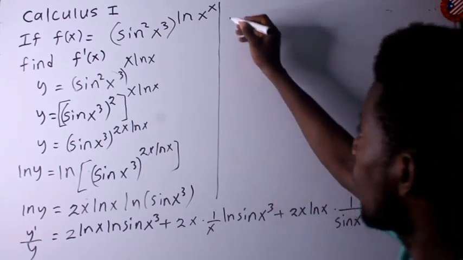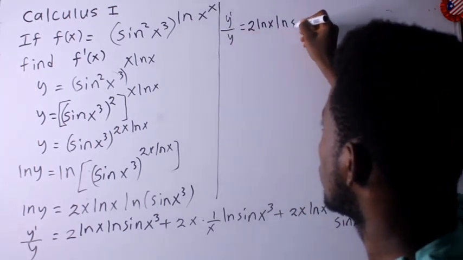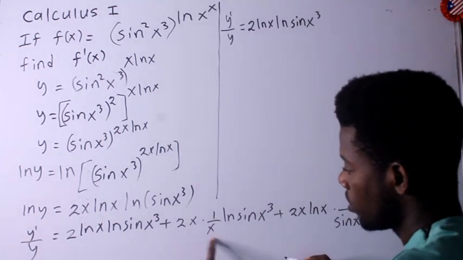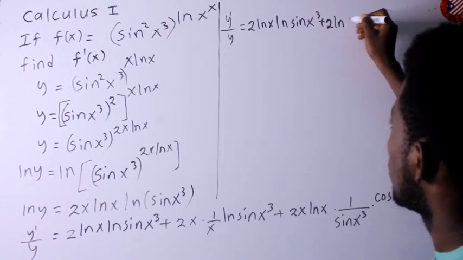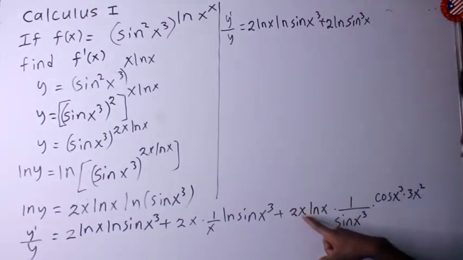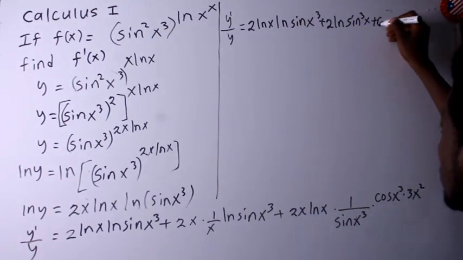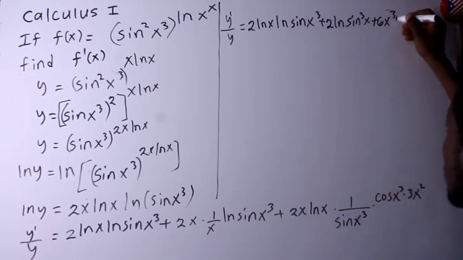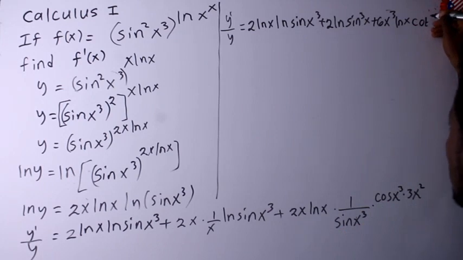So we have y prime over y is equal to 2 ln of x, the ln of sin x cubed. And then here we can simplify, so sin and sin here will cancel out. So we just have plus 2 ln of sin x cubed. 2x times 3x squared will give us plus 6x cubed. Now the ln of x is here, so we have the ln of x. And then cos x cubed divided by sin x cubed is cotangent x cubed.